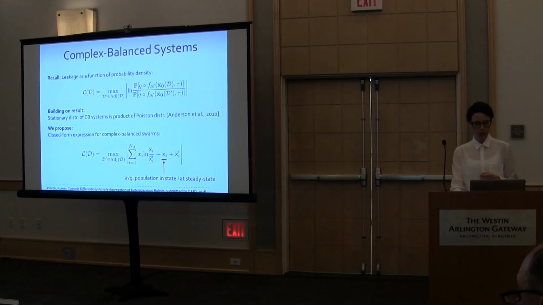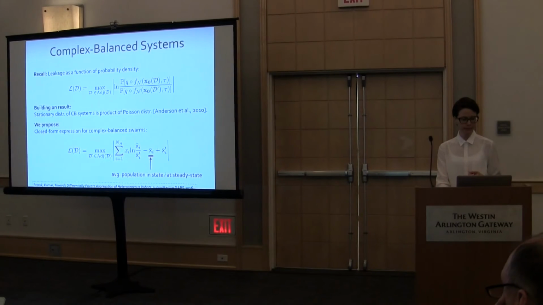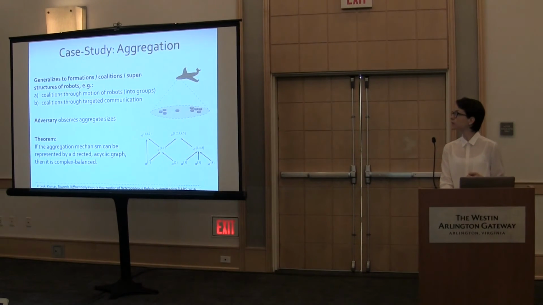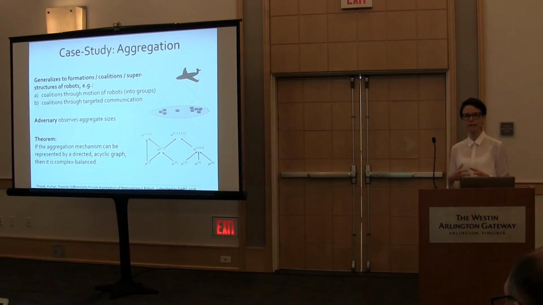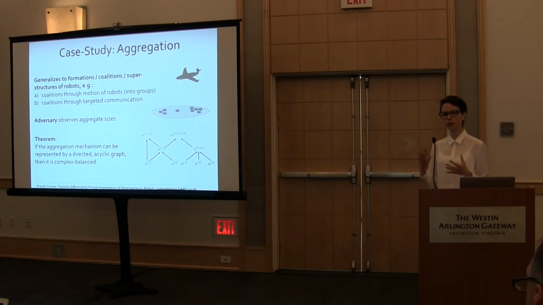So now the question is, what kind of systems actually exhibit these complex balance dynamics? One class of complex balance mechanisms is aggregation mechanisms. I like to see aggregation mechanisms as something more general than just the physical coalition kind of aggregation. We could also consider that aggregations happen through targeted communication in a more virtual or abstract space. But the invariant here is that the adversary can observe the aggregate sizes.